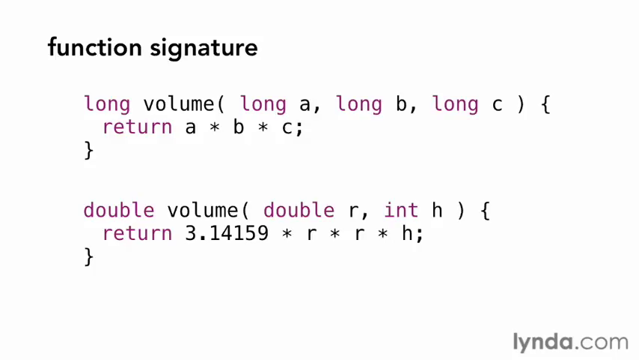In C, this distinction does not exist, and these two functions would cause a name collision, because a function is identified only by its name in C.